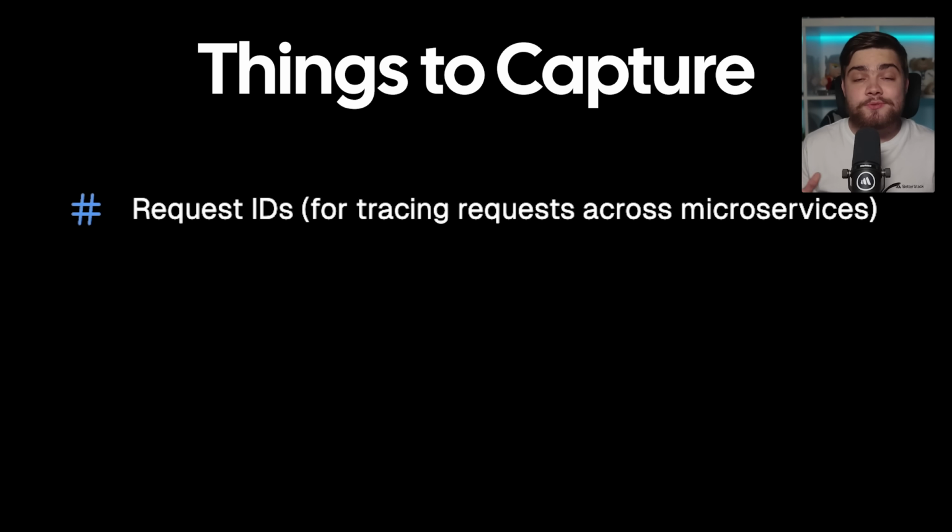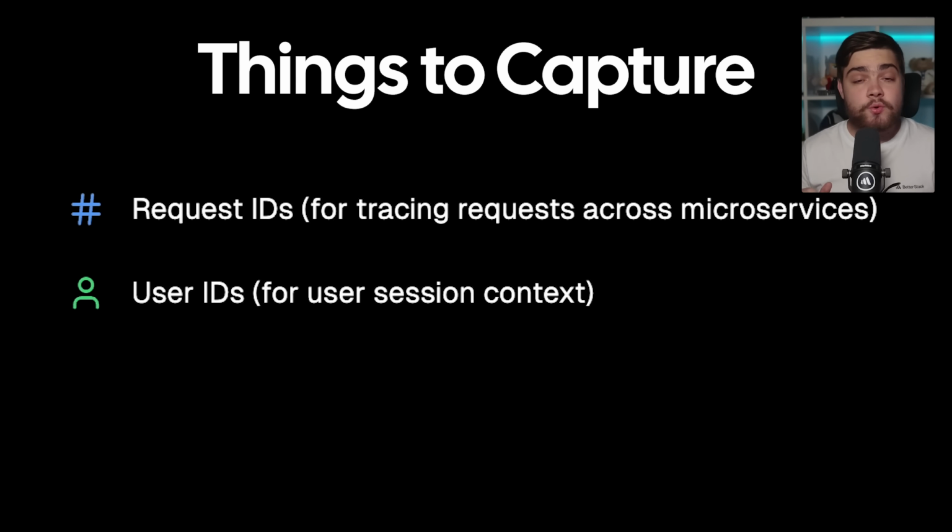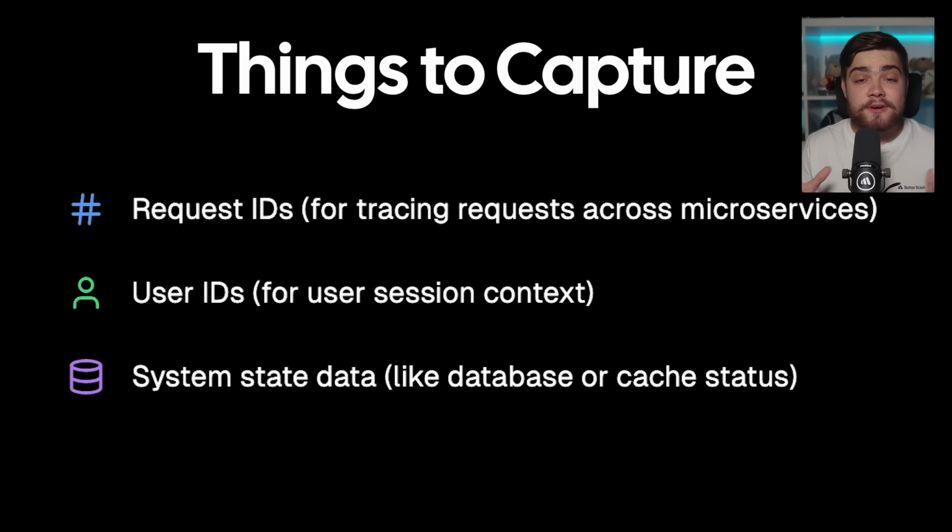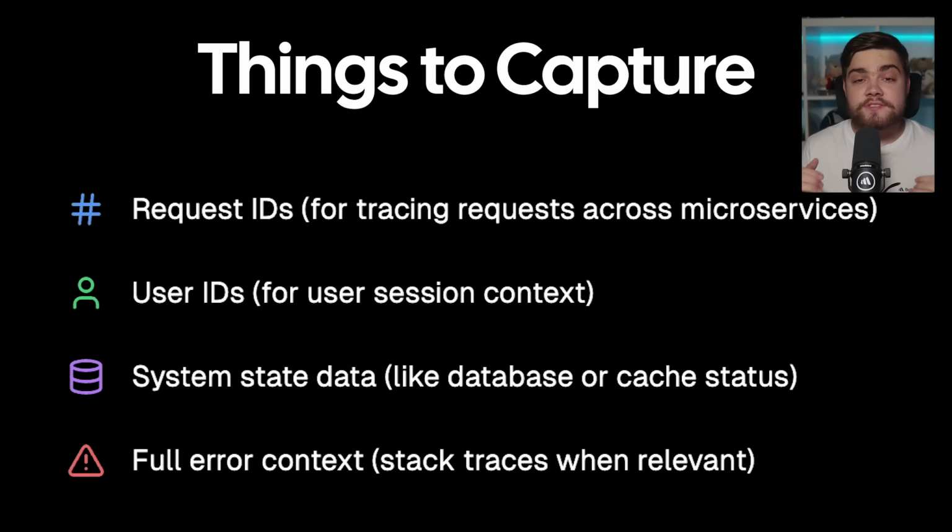Here's a good list of things to capture in every log entry. Request IDs for tracing requests across microservices, user IDs for user session context if it's needed, system state data like database or cache status, and then full error context as well, things like your stack traces, if they're relevant as well.